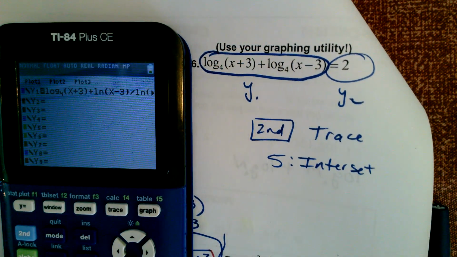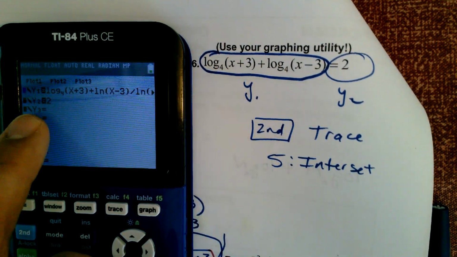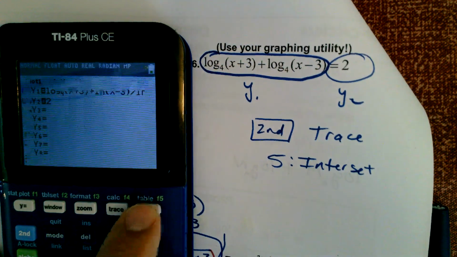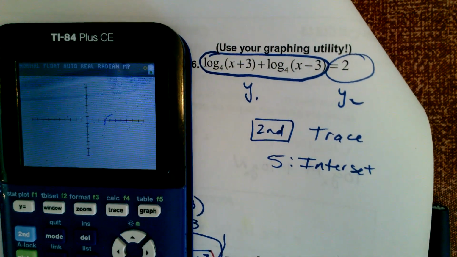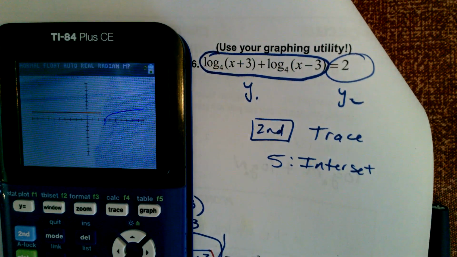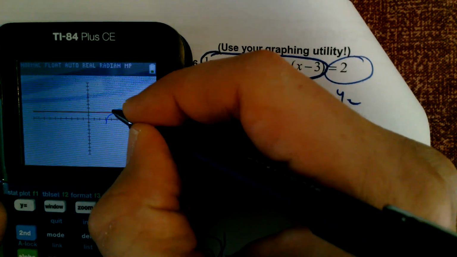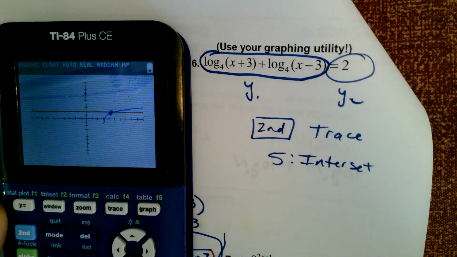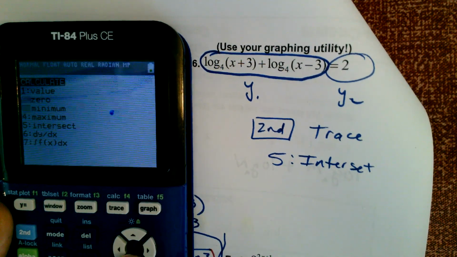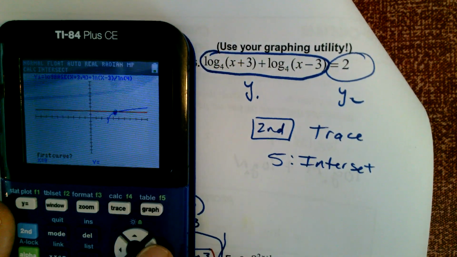And then y2 is 2. Okay, so this is going to be a log. This is going to be a horizontal line. So I'm going to go ahead and graph these now. Let me know if I'm going too fast. When I graph the blue one, there's y1 and here's y2 cutting across. And I want to find out where these guys are equal, where they're equal right about there, where those two graphs intersect. So I go second trace, intersect. So number 5, press enter.